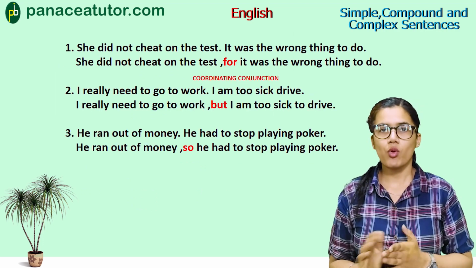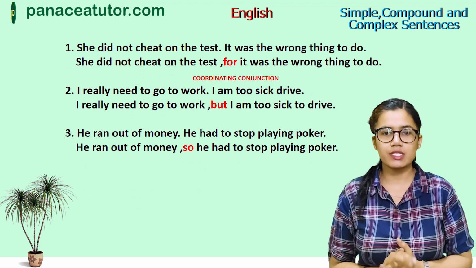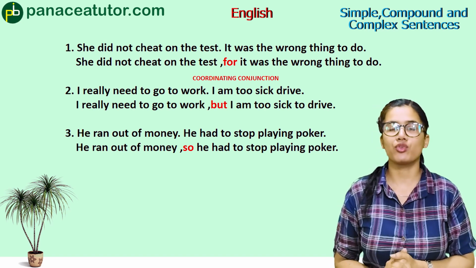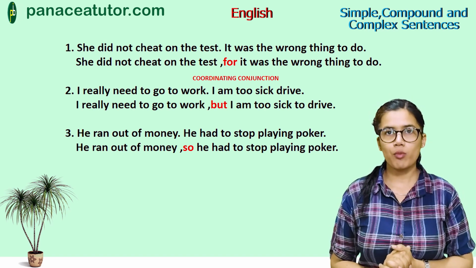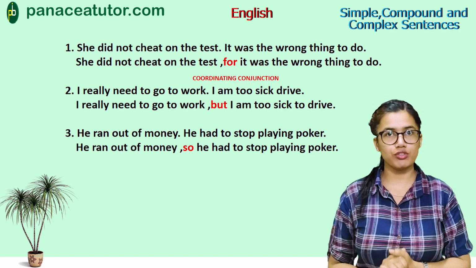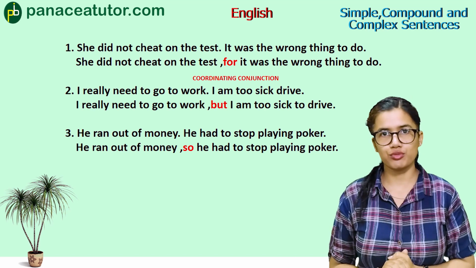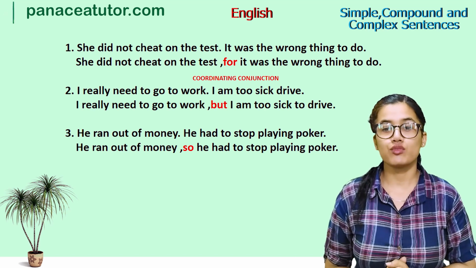Next, here are more examples of compound sentences. She did not cheat on the test. It was the wrong thing to do. So our compound sentence will be, she did not cheat on the test, for it was the wrong thing to do.